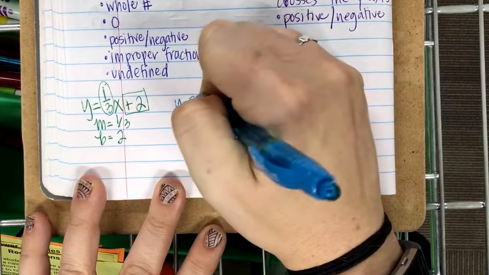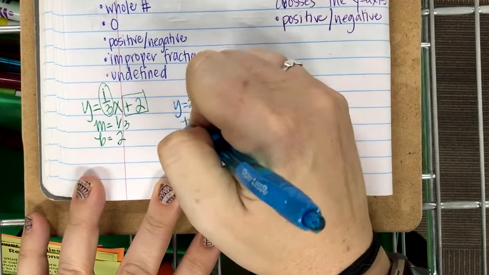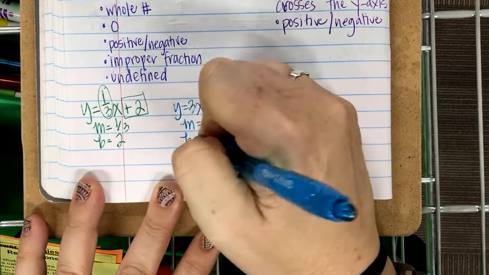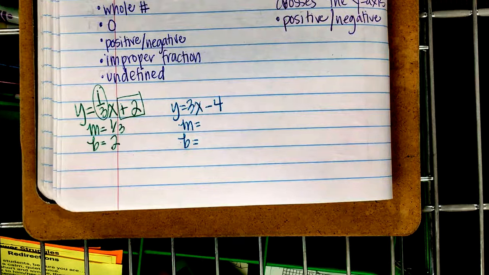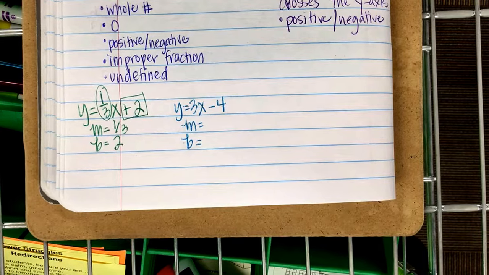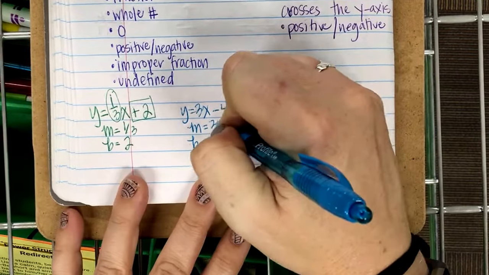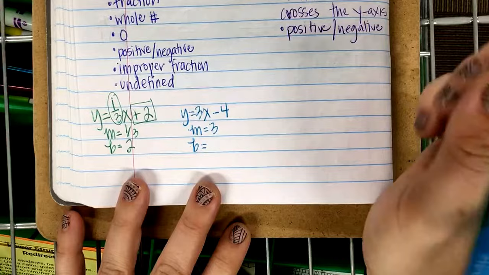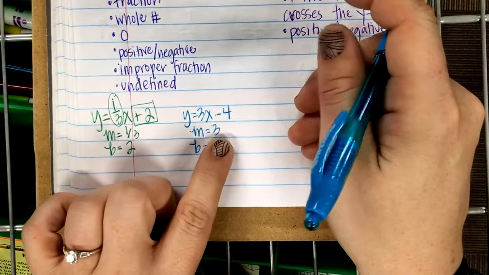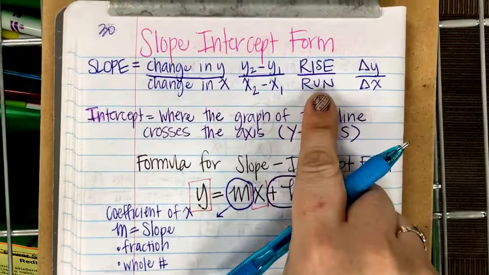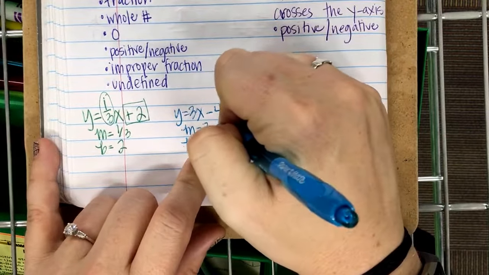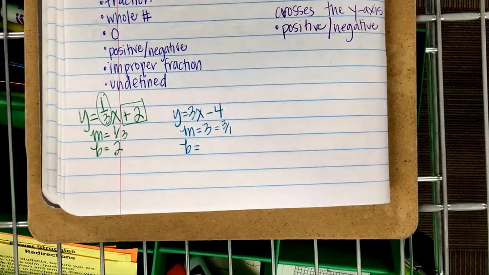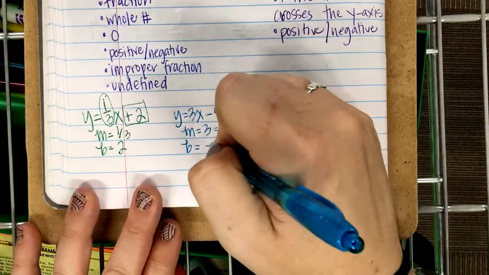Y equals 3x minus 4. Identify the slope. Identify the y-intercept. What's the slope? 3. Ladies and gentlemen, when we graph this, which we'll do in a minute, the slope has to be a fraction when I graph. So how would you make 3 into a fraction? 3/1. And what's your y-intercept? -4.